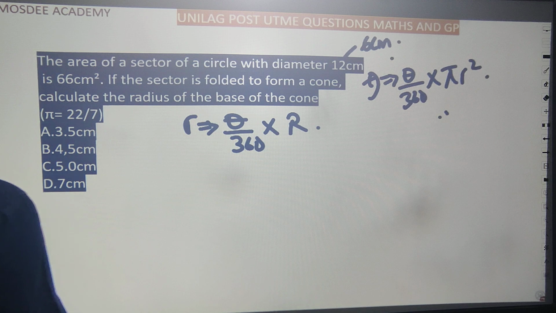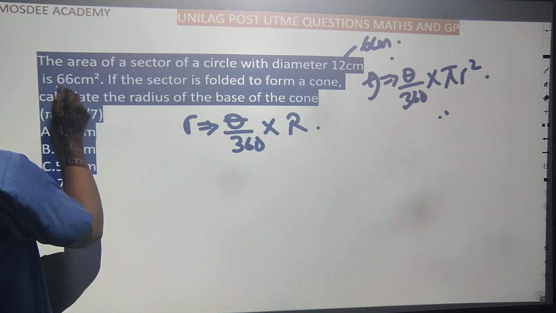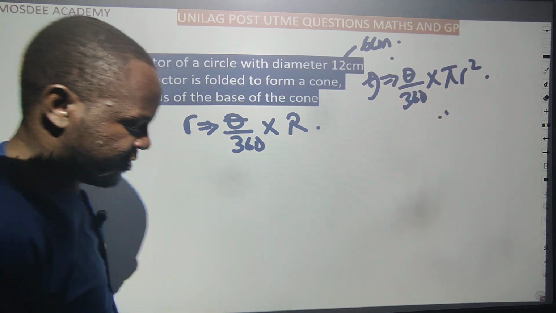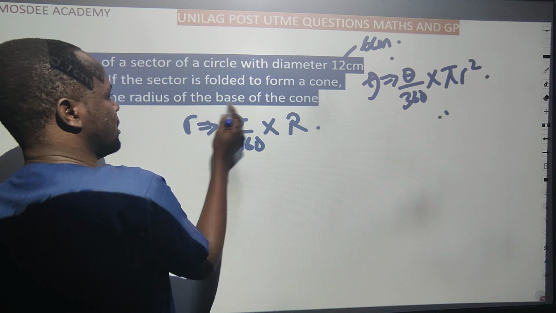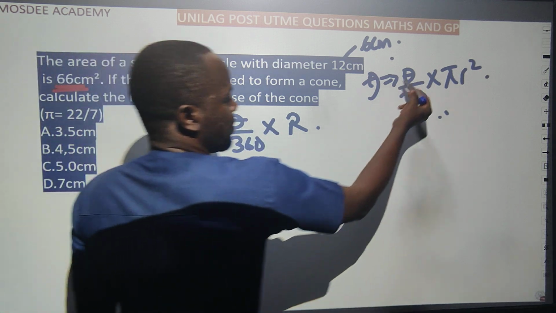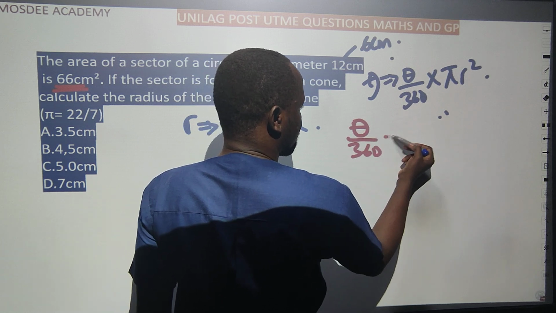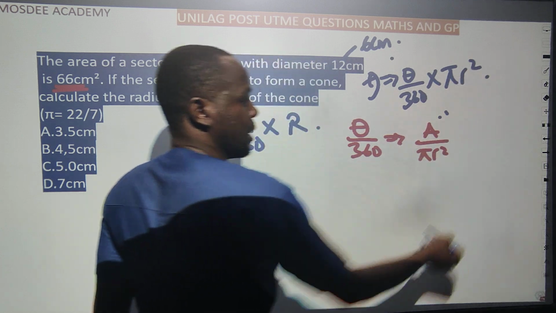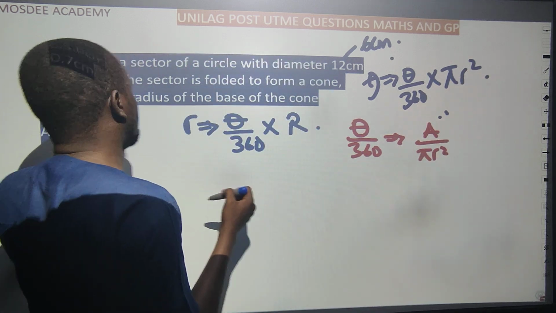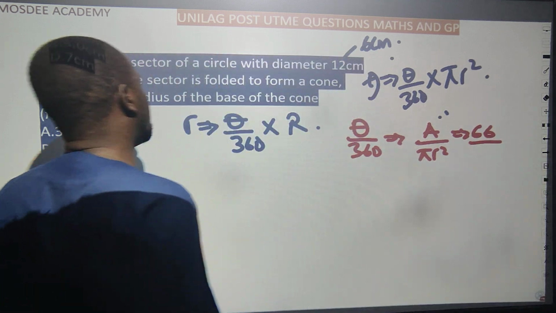So now from here we can say, fine. Let's try to get the area of a sector, which was given to be 66. So if the area is 66, I just need theta over 360, because I need the radius of the cone, which is smaller. So let me make theta over 360 the subject of the formula. Theta over 360 will be equal to A over pi r squared. What is A? That is 66. I can use my method because I don't have time to be looking for a calculator.